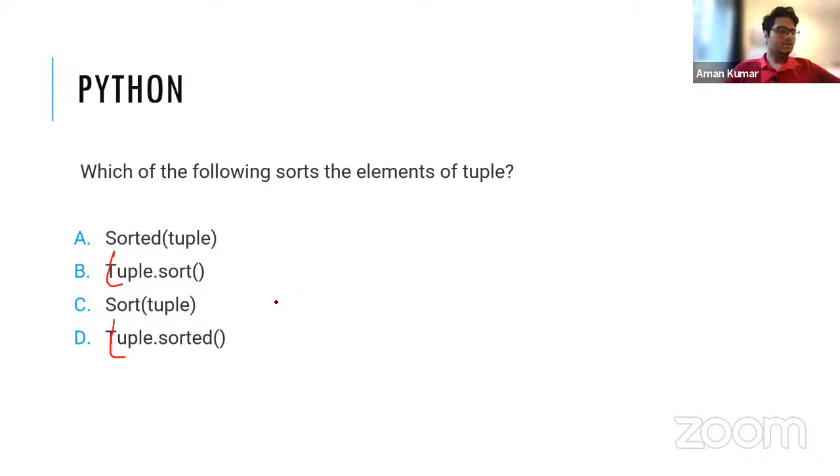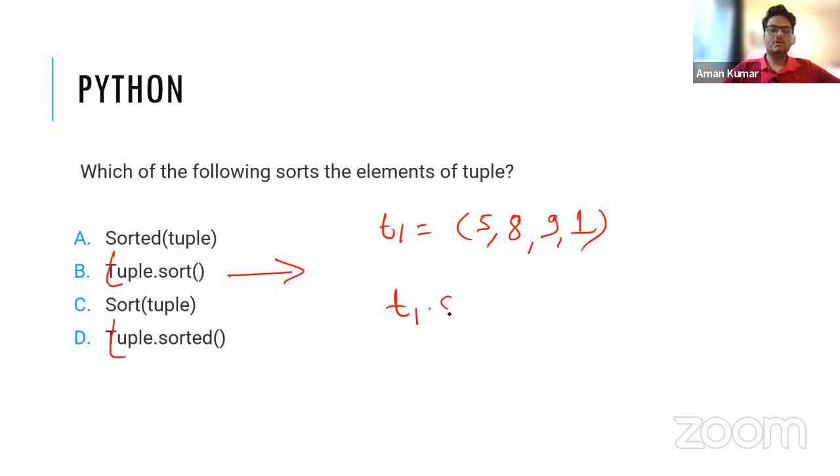Someone is saying C is sort tuple. So are you saying that tuple dot sort will not work? B will not work. Have you tried this? If I have a T1 tuple in Python, 5, 8, 9, 1, and if I say T1 dot sort, are you sure it will not work?